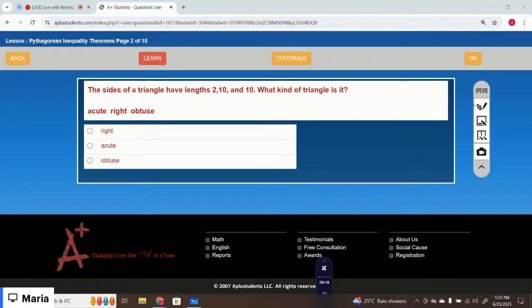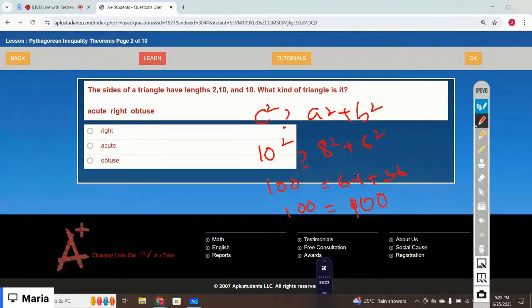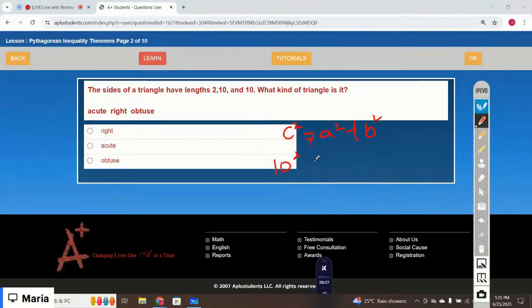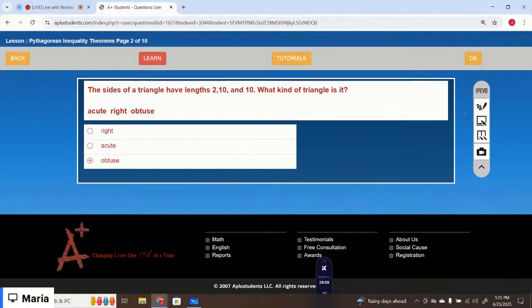So the longest side is 10, right? So then c squared equals a square plus b square, right? C square is 10 square and we have 10 square plus 4. So obviously this side is greater than this side, right? So a square plus b square is greater than c square. That means that it is an obtuse triangle. The correct option is obtuse triangle. The correct option is obtuse.